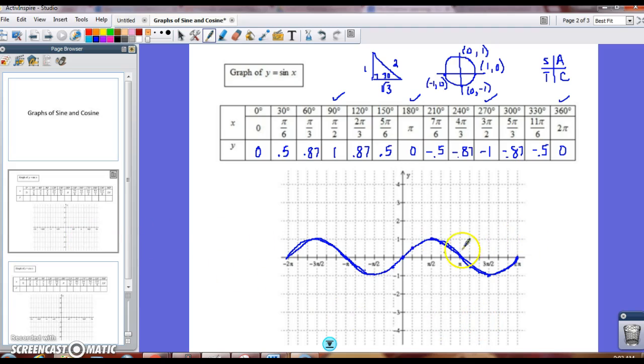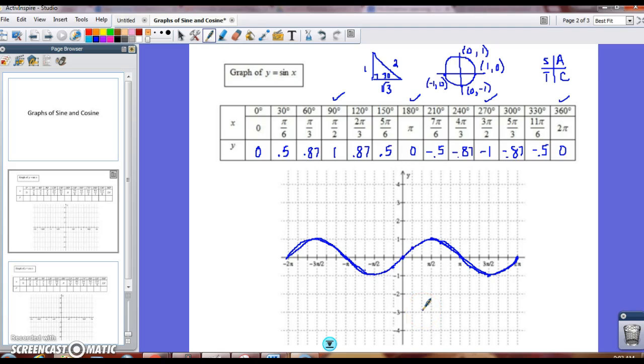Our domain is all real numbers, but this is going to go on and on forever in the negative x direction and the positive x direction. It's continuous, so there's no restrictions on it. The range, however, like I said, has a maximum of 1 and a minimum of -1, so it will just stay between those two values. So that is going to be your range from -1 to +1.